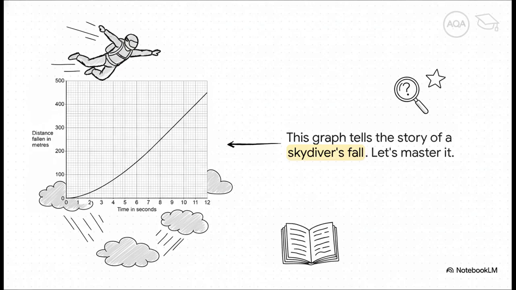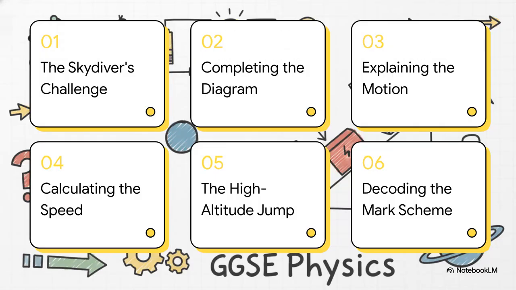We're going to walk through a real exam problem, step by step, using the official mark scheme to see what an examiner is actually looking for. So here's our game plan. We'll start with the challenge itself, then move on to completing a diagram, explaining the motion, calculating some speed, tackling a high-altitude jump scenario, and finally, we'll decode the mark scheme to pull out those winning strategies.